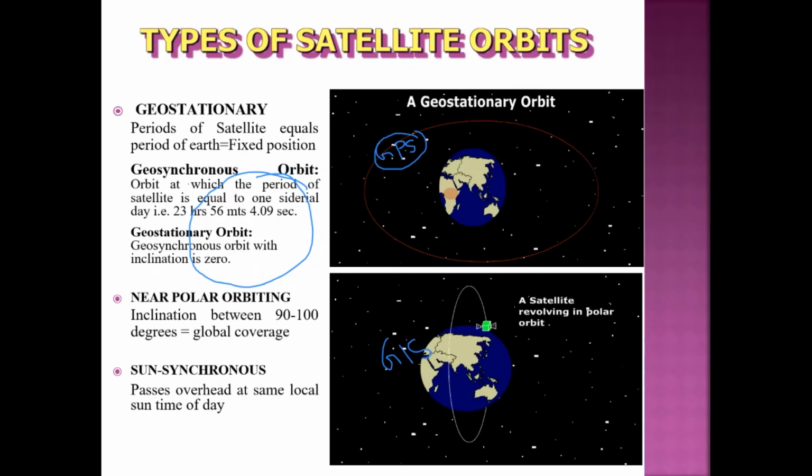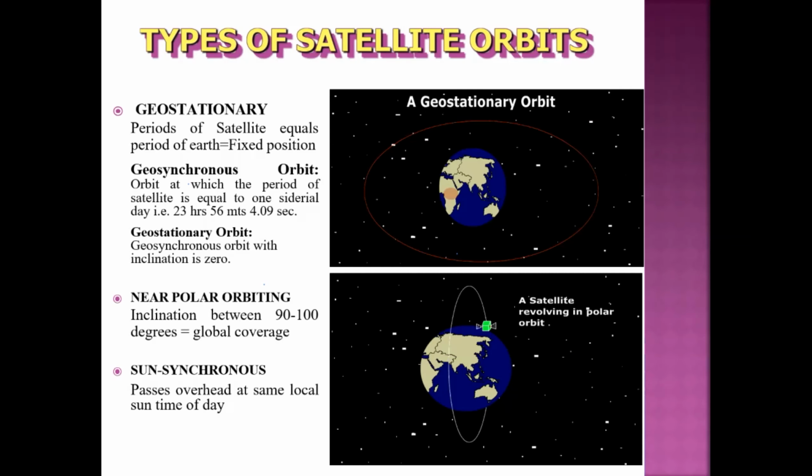Okay, now we will discuss the different types of satellites. This is also very important to understand the concept of satellites. I think in class 12th you have already learned this topic, that there are two types of satellites: geostationary and sun synchronous. Okay, so what is geostationary?